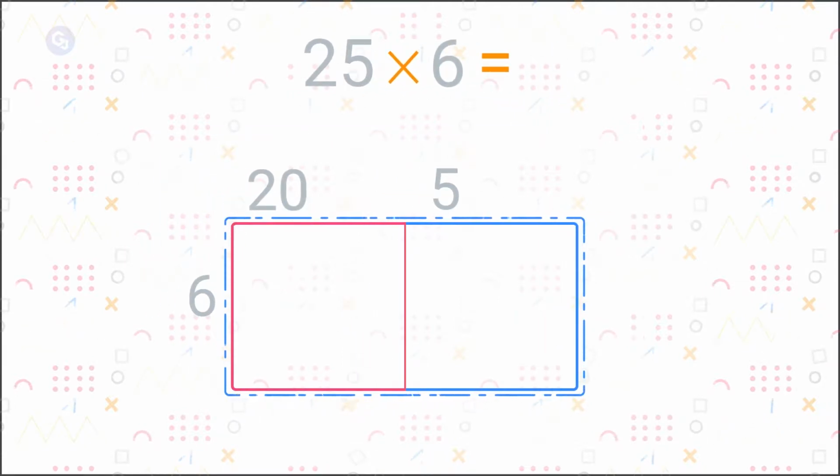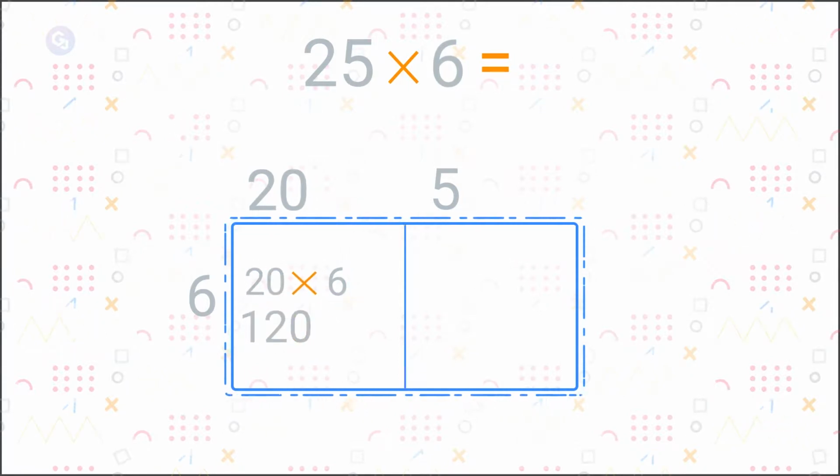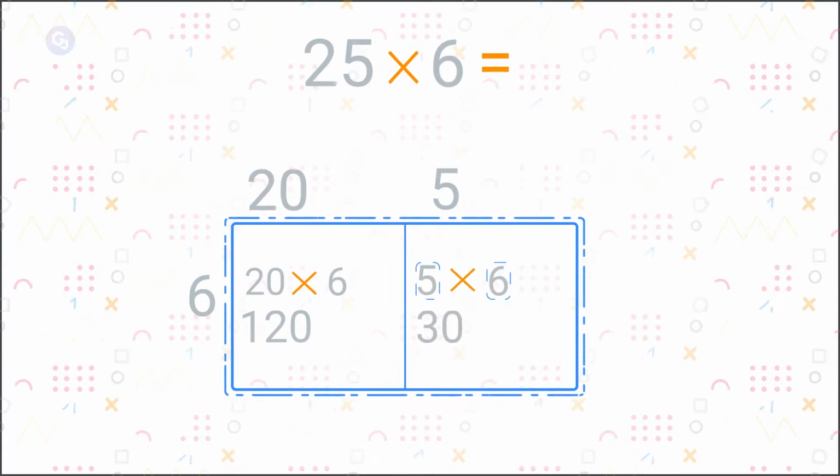We will start with this first box on the left, where we will be multiplying 20 times 6. To multiply 20 times 6, we can just ignore the 0 and multiply 2 times 6. Well, I know 2 times 6 equals 12, and then we just add in that 0 that we ignored. So 20 times 6 equals 120. In this other section of our area model, we need to multiply 5 times 6. Well, we know 5 times 6 equals 30.